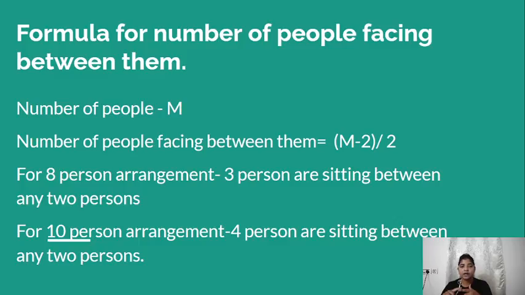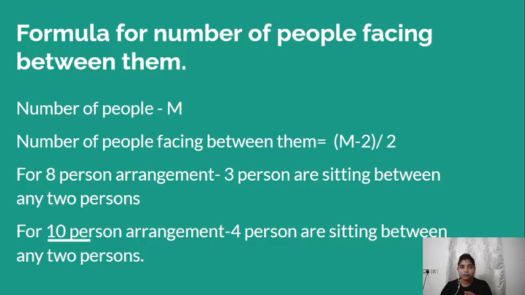That means if we have an 8 person arrangement, 8 minus 2 is 6, 6 divided by 2 is 3. So any 2 people facing each other will have 3 people between them on both sides, of course. And for 10 persons, again 10 minus 2 is 8, 8 divided by 2 is 4, so 4 persons are sitting between them. And if there are 6 persons in the arrangement, that means 2 people are sitting between any 2 people facing each other.